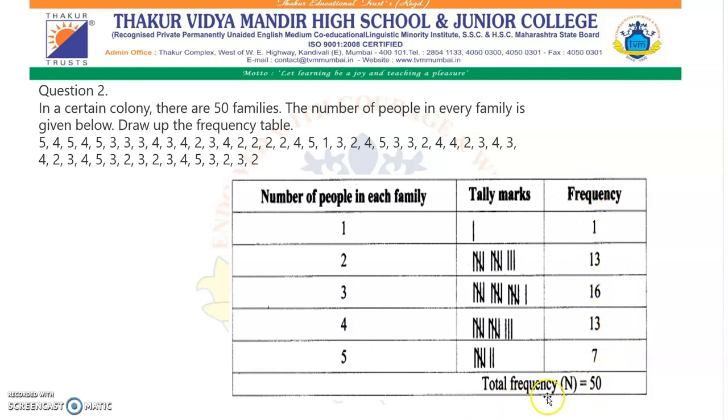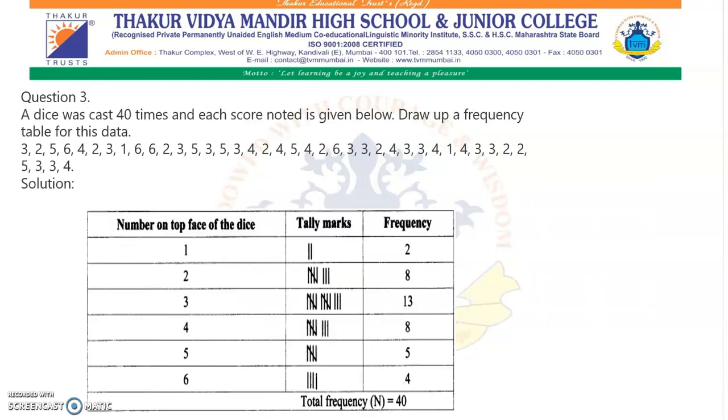When we add this, we are getting total frequency n equal to 50. And how many families are we having? 50. Hence, we prepared the frequency table whose total frequency is coming 50.